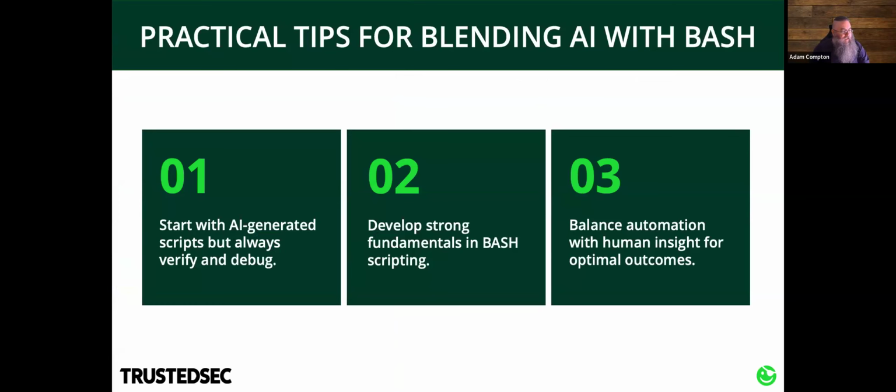Tips for blending AI. Yeah, start with, like I said, start letting it generate it, but then you need to verify and debug it, develop strong fundamentals in Bash scripting yourself, and then learn how to balance your own abilities with what AI can provide you, and then work from there.